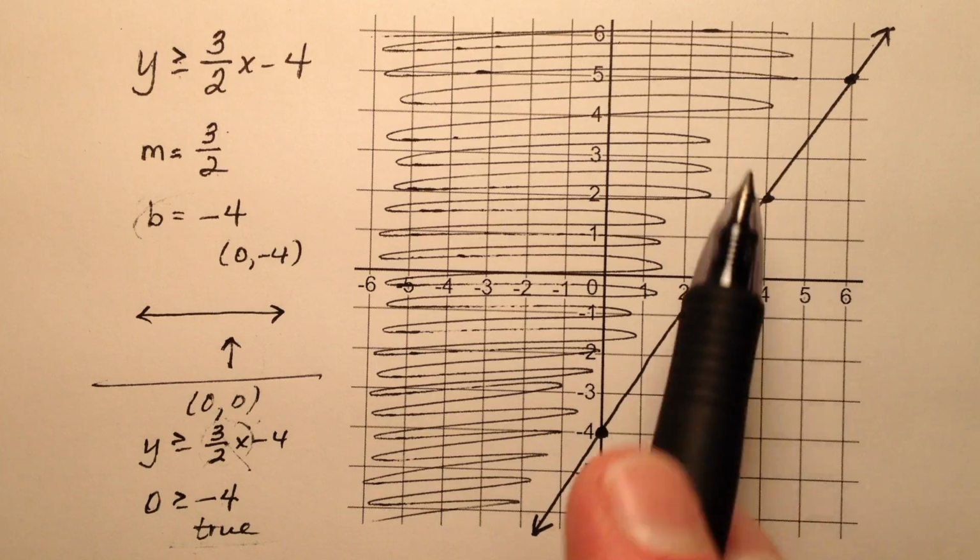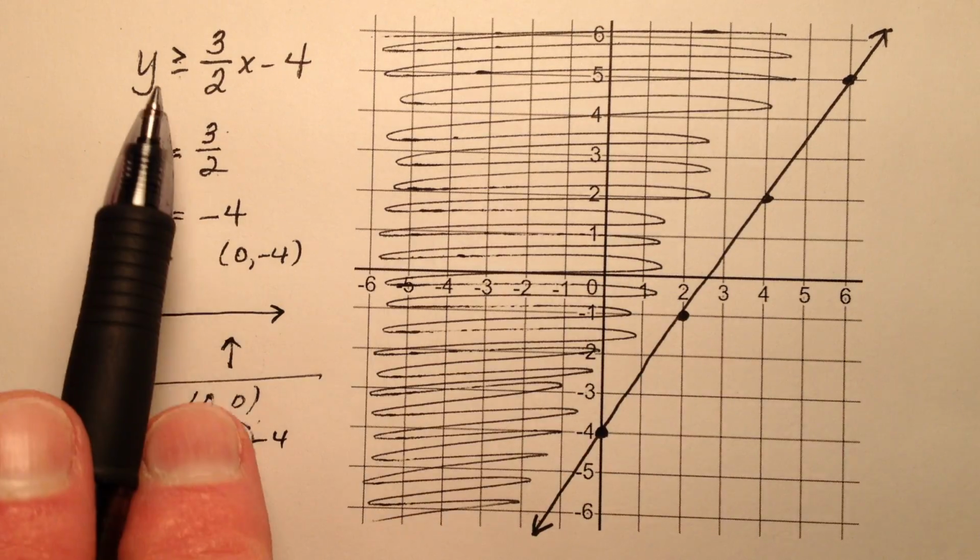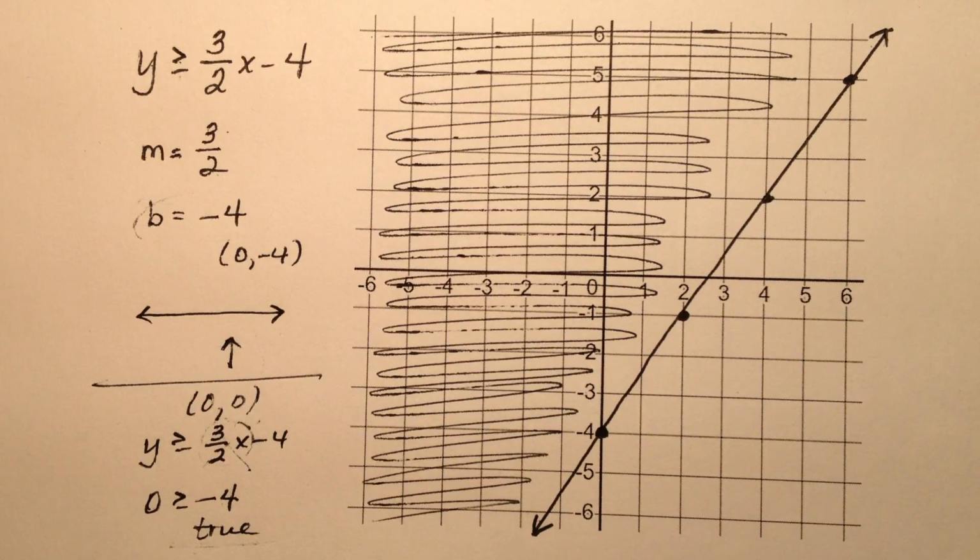So as we see here, we have the graph of this linear inequality, y is greater than or equal to 3/2 x minus 4.